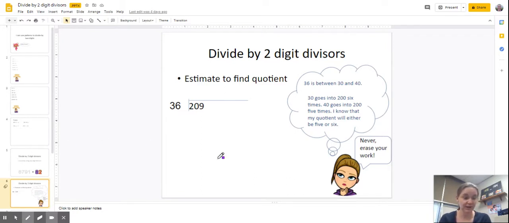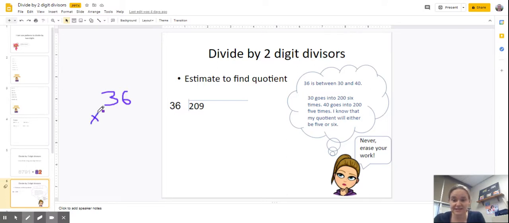We know that on the number line, 36 is between 30 and 40. 30 goes into 209 6 times because 30 times 6 equals 180. 40 goes into 209 5 times. So I know that my answer is going to be somewhere between 5 and 6. So let's guess. The only way to know is just to either guess 5 or 6.